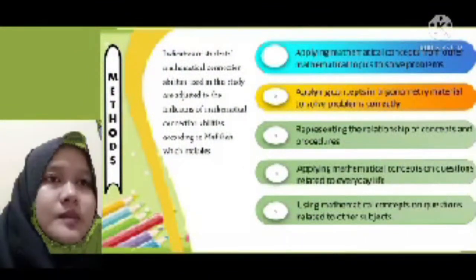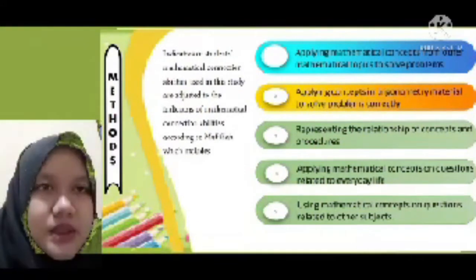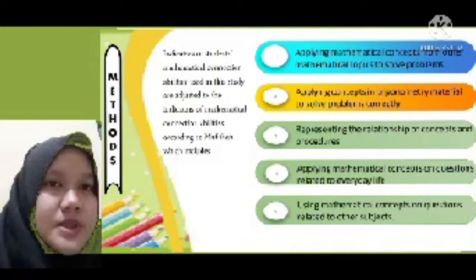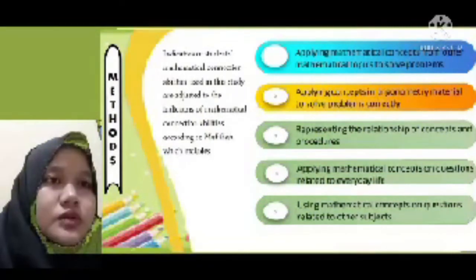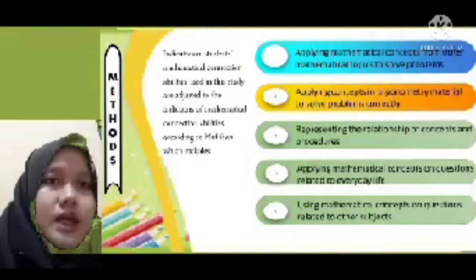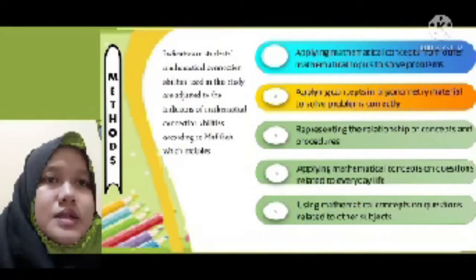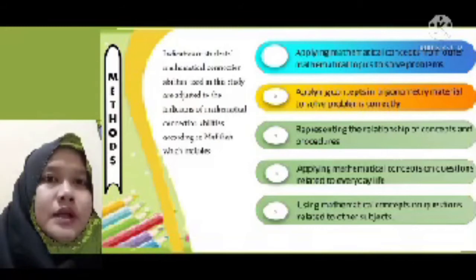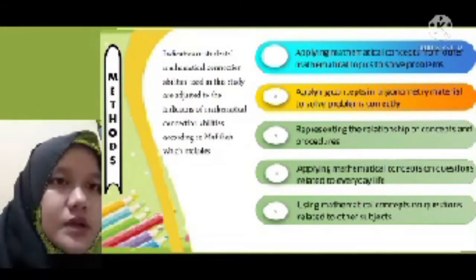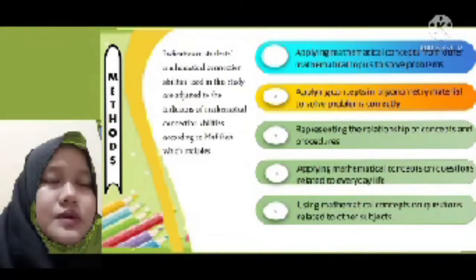The indicators of students' mathematical connection ability used in this study are a modification of the indicators of mathematical connection ability according to Muflihah, which include: number 1, applying mathematical concepts from other mathematical topics to solve problems. Number 2, applying concepts in trigonometry material to solve problems correctly. Number 3, representing the relationship of concepts and procedures. Number 4, applying mathematical concepts to a question related to everyday life. And last, number 5, using mathematical concepts in a question related to other subjects.